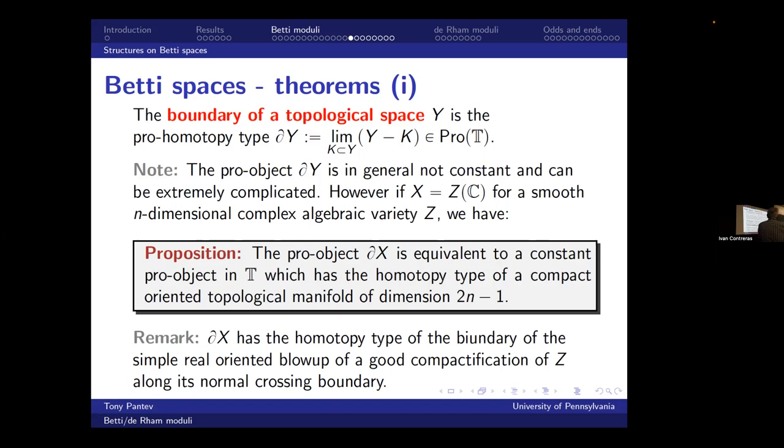And this pro object is in general not constant. I mean, it's literally a pro object. It's a limit of things that are not constant, that don't eventually stabilize. It can be very complicated. But if you take X to be the underlying topological space of a smooth algebraic variety over the complex numbers of dimension n, then it is a constant pro object, a constant homotopy type, and it is the homotopy type of a 2n minus 1 dimensional topological manifold.